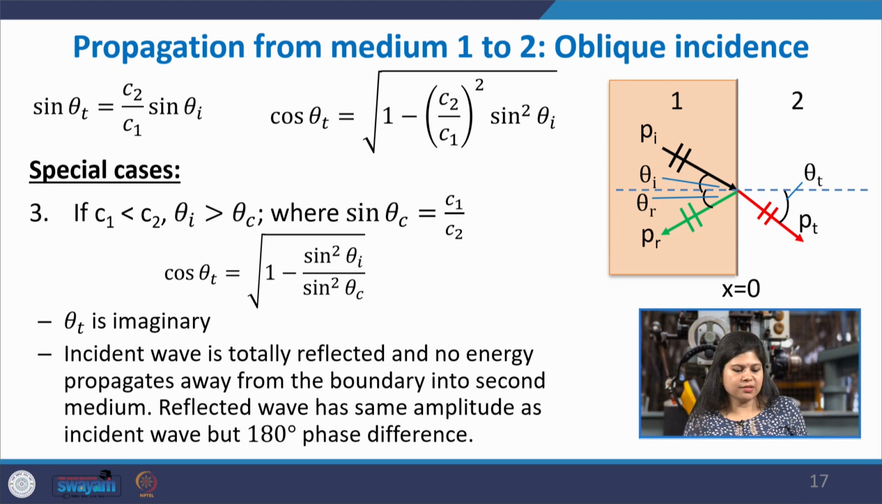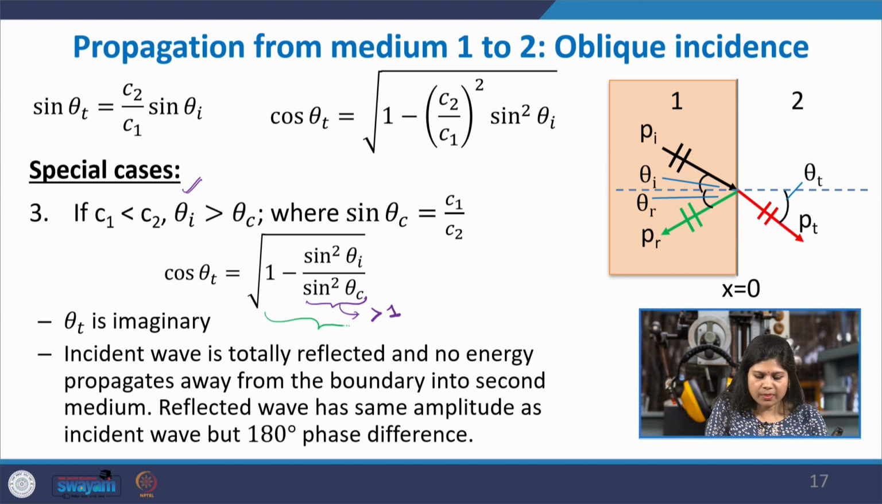Now, this is the third case, which is the most peculiar case. Once again C1 is smaller than C2, but now theta I is greater than theta c. So, in this expression, what happens to this particular term here? Theta I is greater than theta c, so this would become greater than 1. Then the entire thing inside the square root becomes negative.